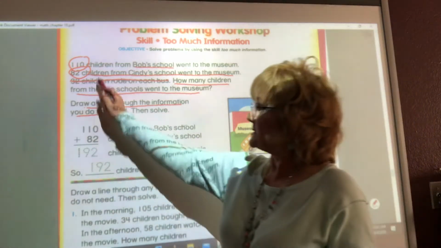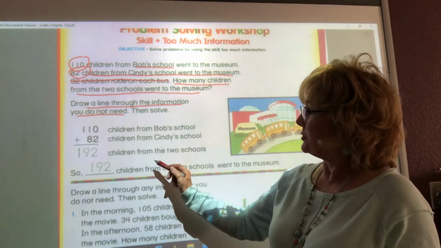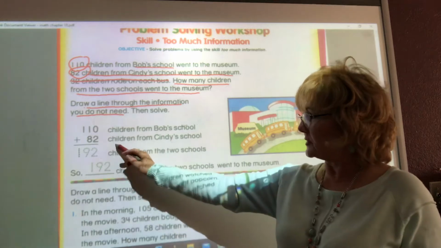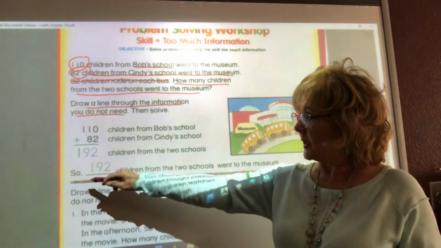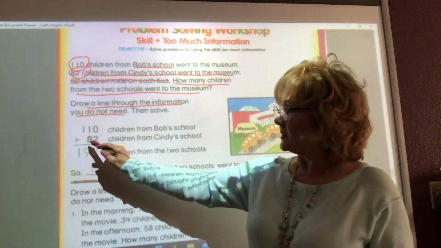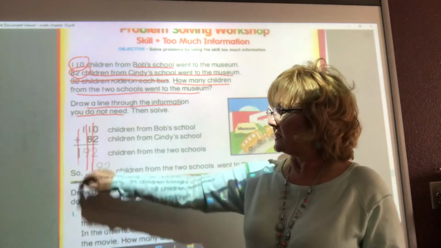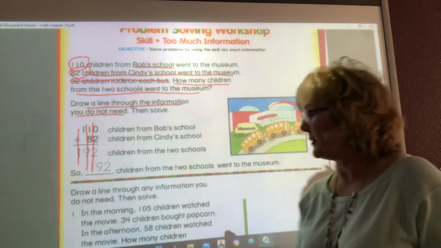So our 2 problems are 110 and 82, and that would be an addition problem. The children from Bob's school, the children from Cindy's school, we add them together. We come up with 192. Notice how they lined ones, tens, and hundreds, so we'll have to be careful about that.